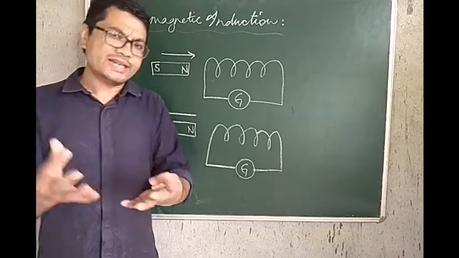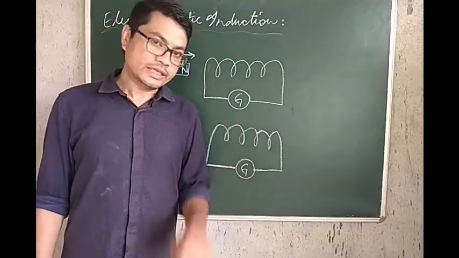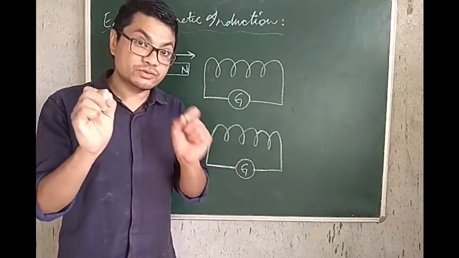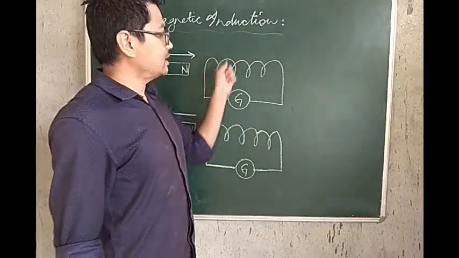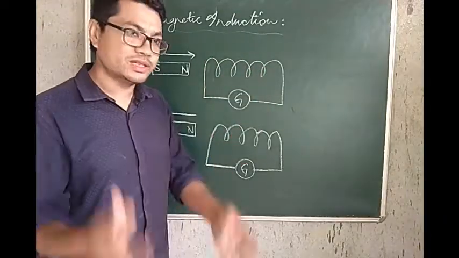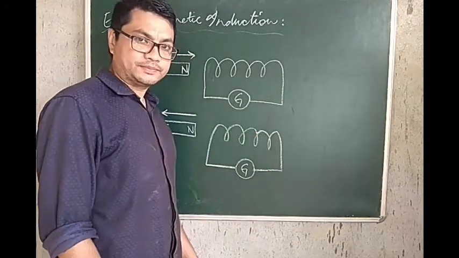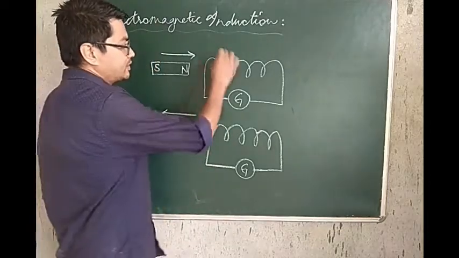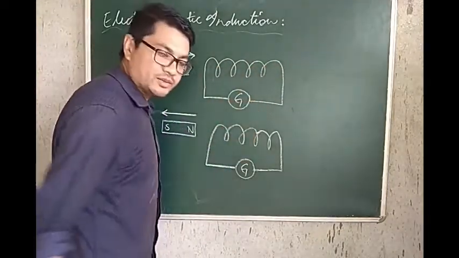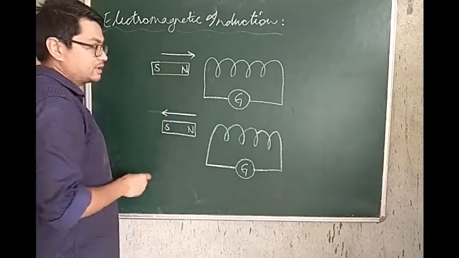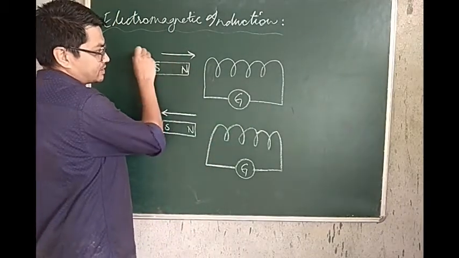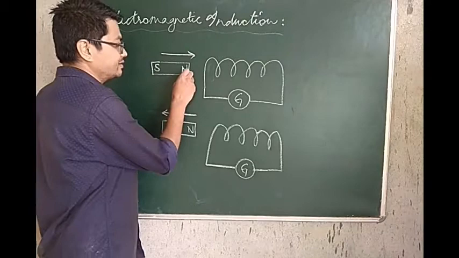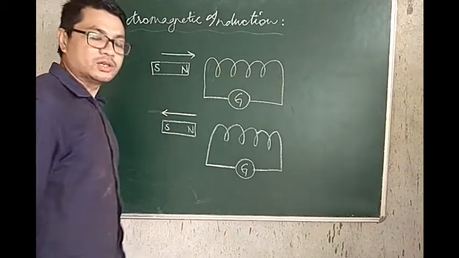Now in the 1830s, Michael Faraday found out that whenever the magnetic flux linked with a coil changes, there is an induced current or induced EMF in the circuit. And so what he did is, here is a coil and this coil is connected to a galvanometer. A magnet is taken and this magnet is brought with a certain velocity towards the coil, in this case such that the north pole of the magnet is closer to the coil.